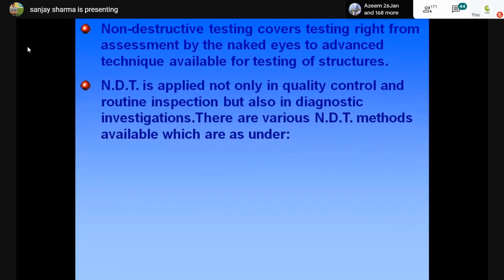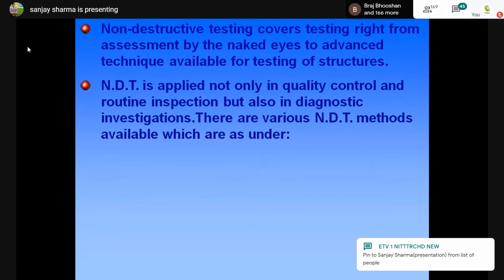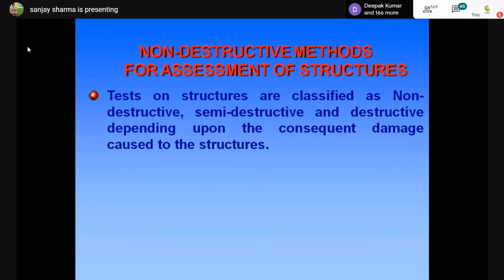So basically, this starts from your visual inspection also, because inspection by the naked eye is again the starting point, and then you go to the advanced available techniques for testing of the structure. As I said, it is not only used in quality control and routine inspection, but also in diagnostic investigations. And the various test methods you may classify as fully non-destructive, semi-destructive, and destructive, depending upon the consequent damage that a particular test causes to the structure.